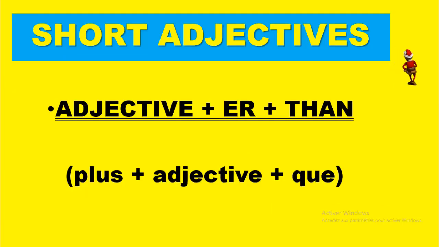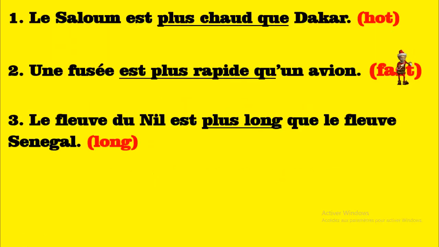Short adjectives: adjectif plus er plus than. Adjectif long, on a dit more important than. Ici, il n'y aura pas de more, c'est adjectif plus er plus than. Par exemple, bigger than, hotter than, ok? Hot, fast, long. Le Saloum est plus chaud que Dakar. Au Saloum, il fait plus chaud que Dakar, excusez-moi. Une fusée est plus rapide qu'un avion. Le fleuve du Nil est plus long que le fleuve Sénégal.